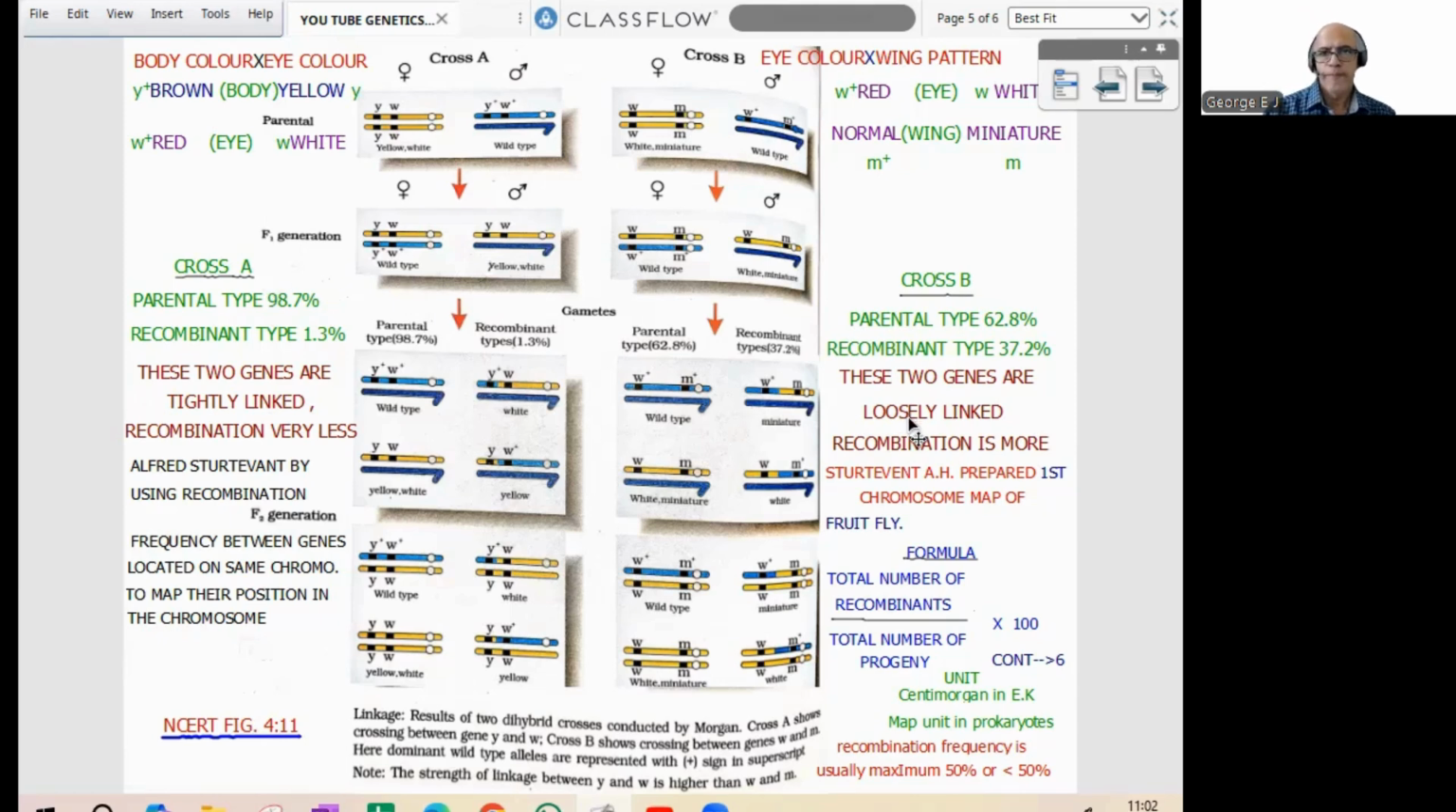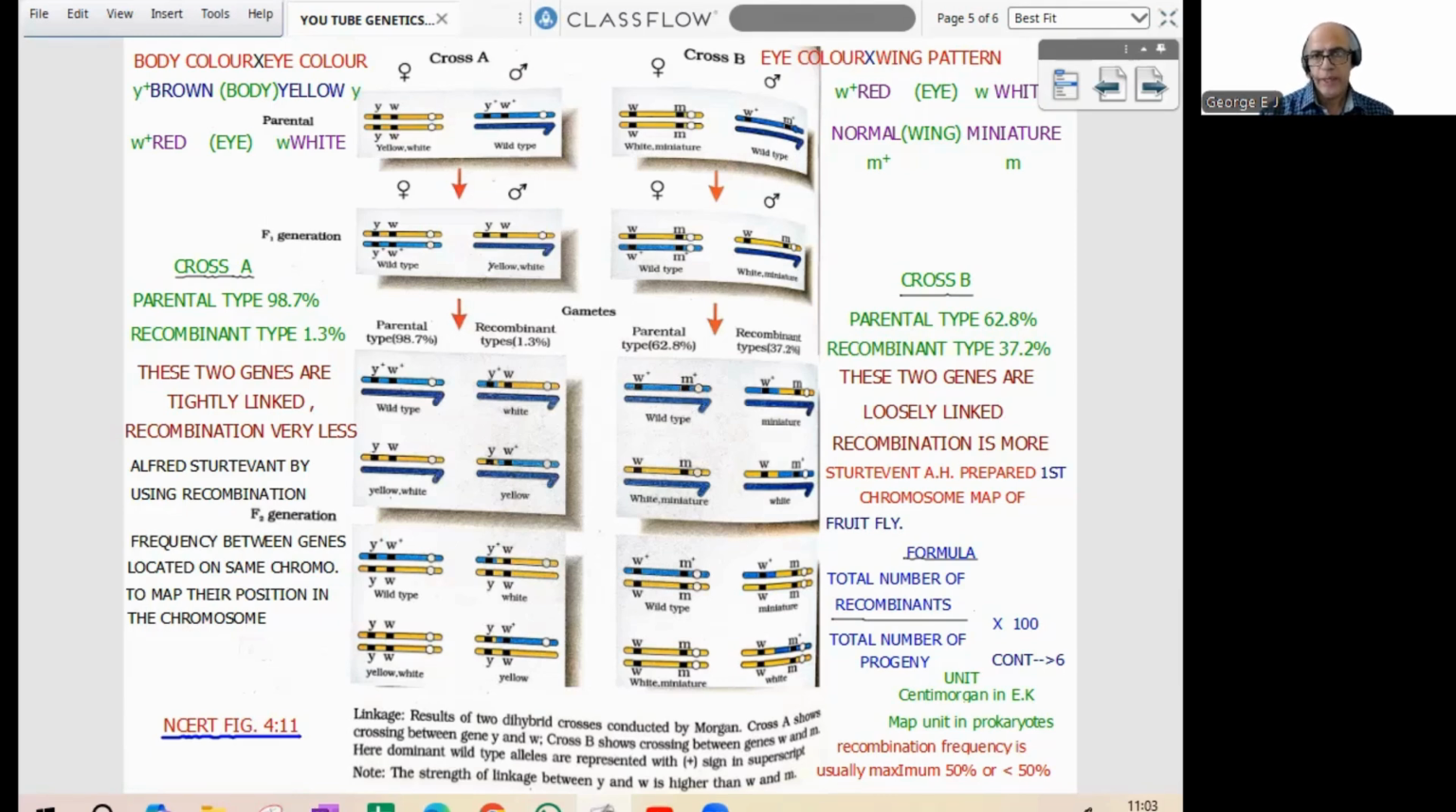Now this side. When we come to the second cross, parental type is 62.8, recombinant type is 37.2. And these two genes are linked loosely. That is why recombination is more. And how or why does it take place? Because you can find genes here, they are close. Genes here, far away. Far away means crossing over is possible, more recombination is possible. So the distance actually matters.